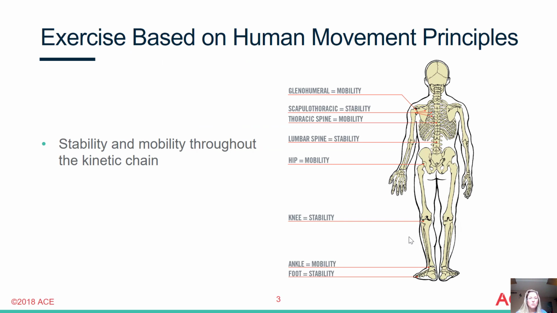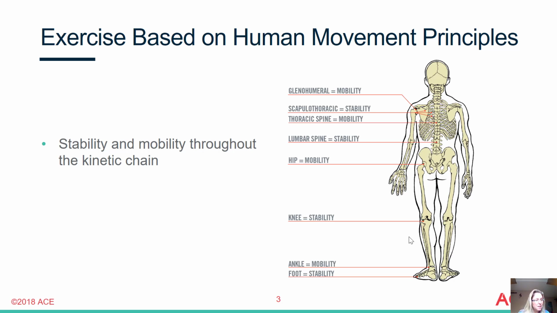So looking at stability and mobility, we have a lot of different joints in our body, and some joints offer mobility while others offer and provide more stability. So all joints demonstrate varying levels of each. They tend to favor one over the other depending on their function within our body.